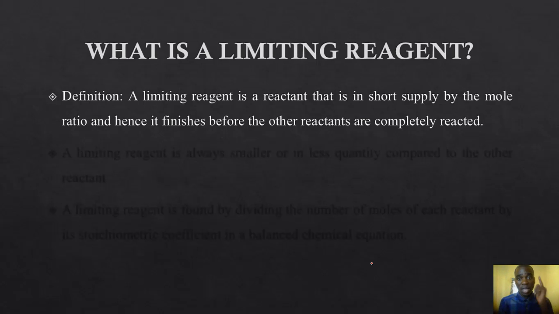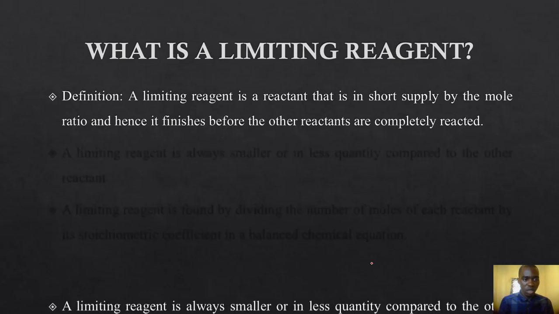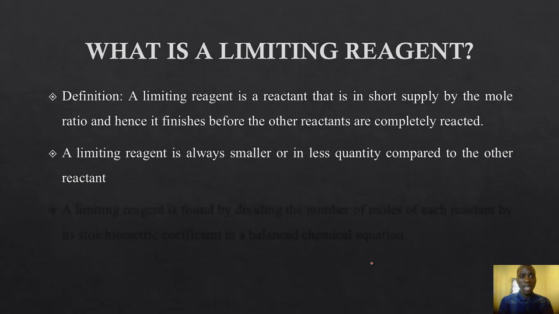So that's why they are saying the reactant that is in short supply by mole ratio. The one which finishes faster than the other is the limiting reactant. The reason why it finishes faster is because it is less than the other. Just to add more flesh, a limiting reactant is always smaller or in less quantity compared to the other reactant.